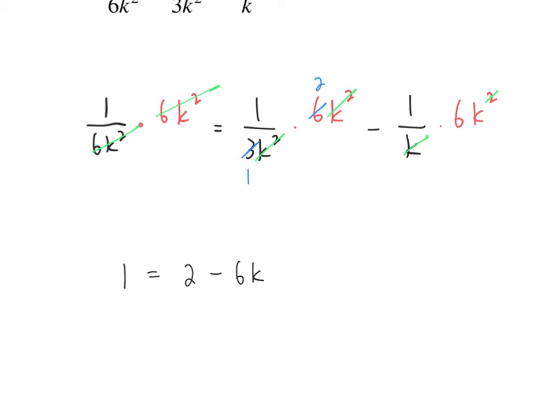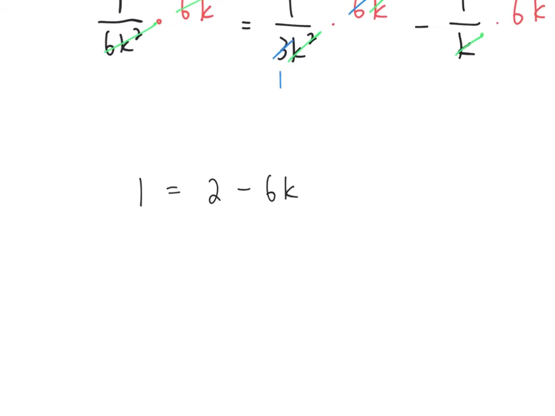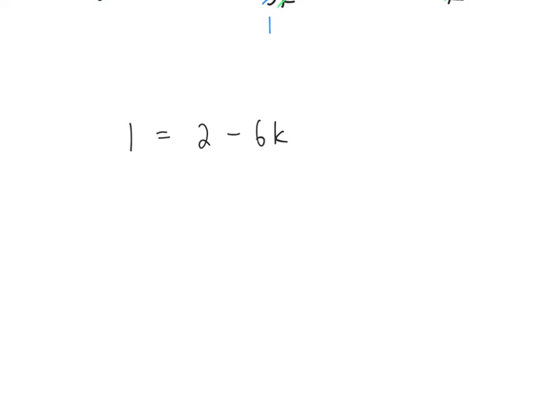That's always kind of the toughest part. You have to be careful of a couple things. So now just start solving for the variable. You can do it different ways. I'll subtract 2 from both sides. 1 minus 2 is negative 1. That's negative 6k, and then we'll divide by negative 6 to get rid of that.